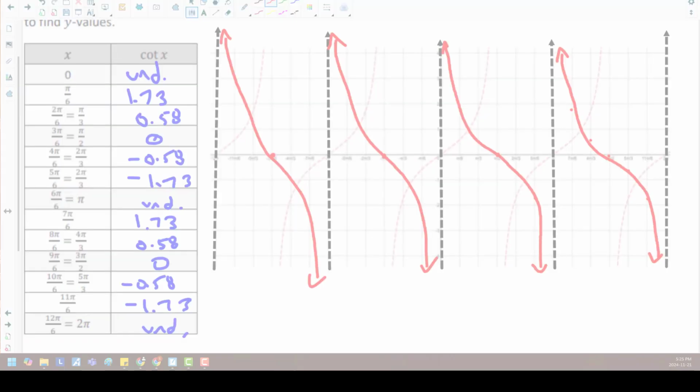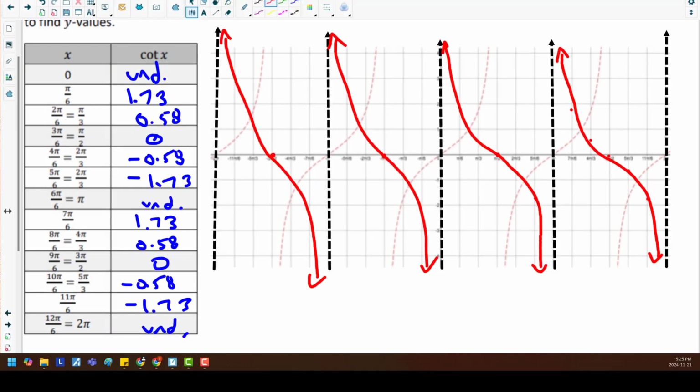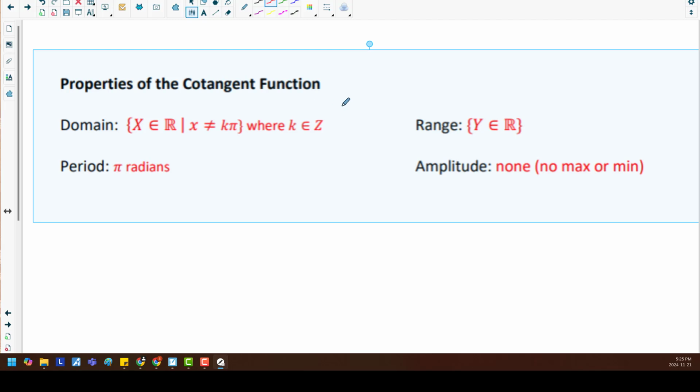All right, and the last thing is the properties of the cotangent function. Same thing as tangent, where the period is pi radians. X is all the real numbers except it cannot equal k pi. Y is all the real numbers, and there's no amplitude. And that's it.